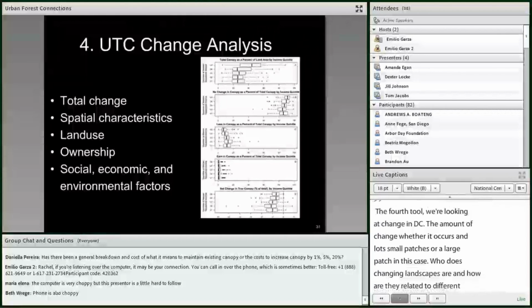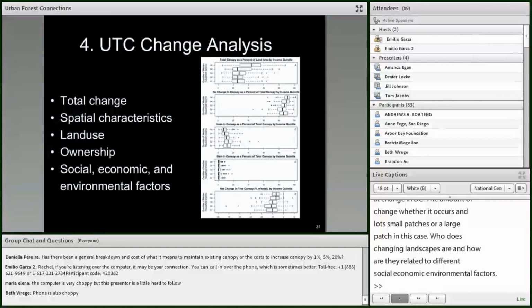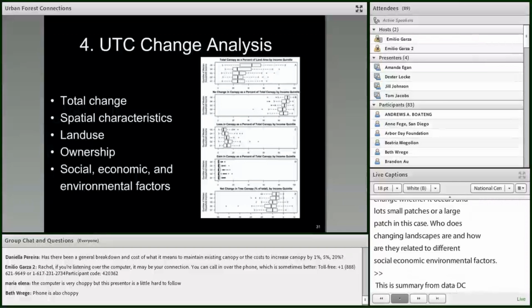This is some summary data from DC, where we found that the lowest income areas had the least amount of tree canopy, but also lost the most, both in area and as a percent of area.